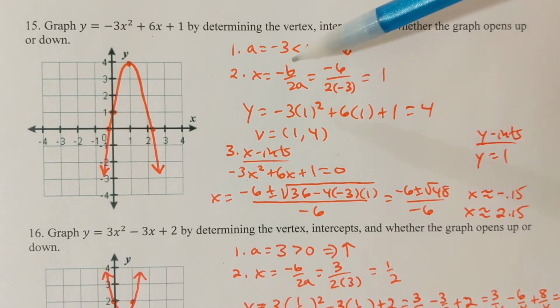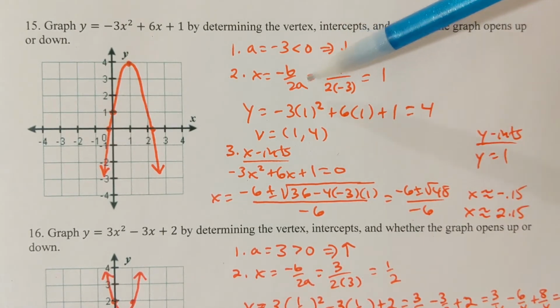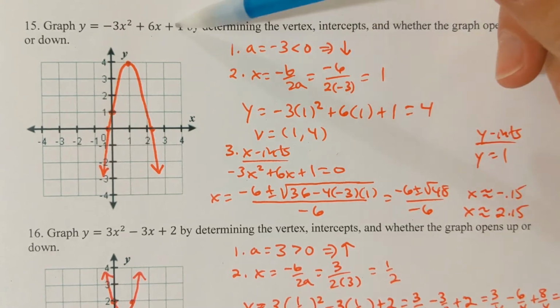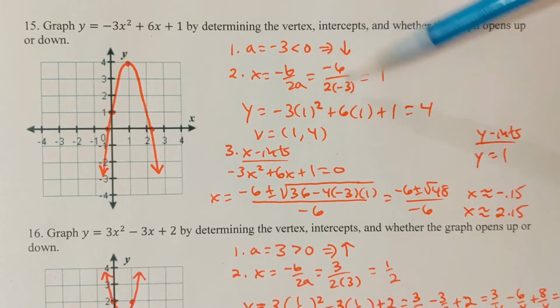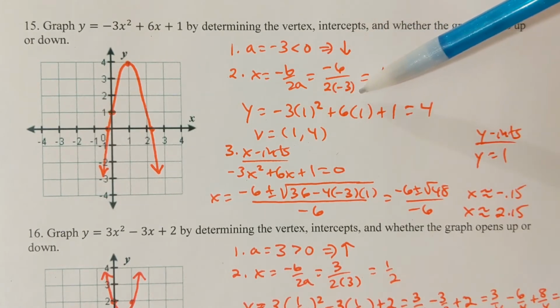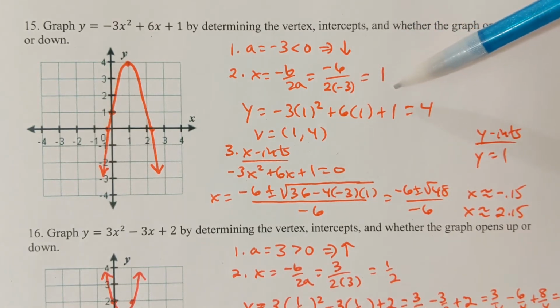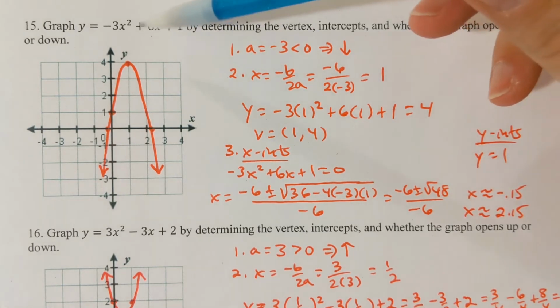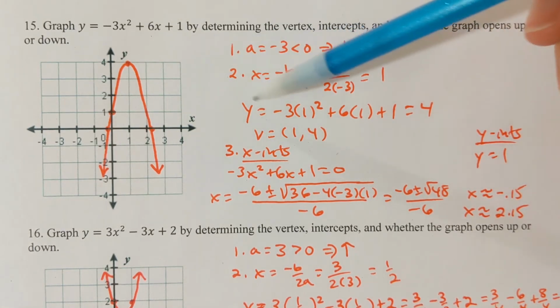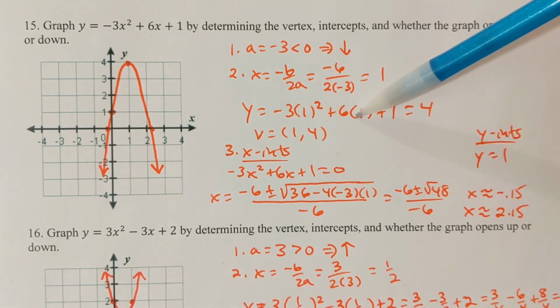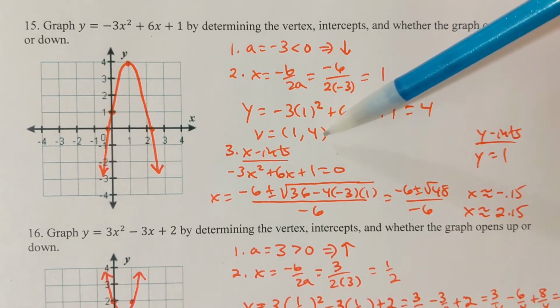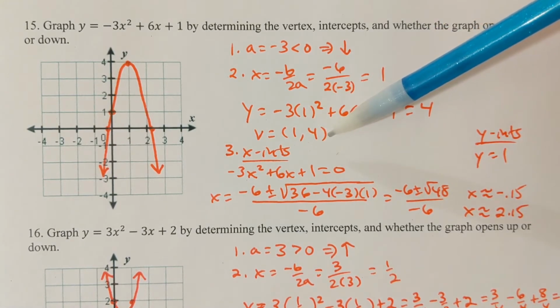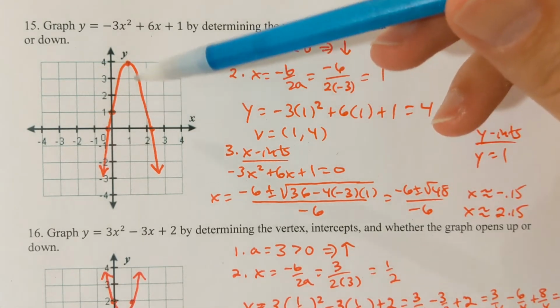I've got to get x first. X is negative b over 2a. A is negative 3. B is 6. So I want the opposite of b, that's negative 6, divided by 2a. 2 times negative 3 would also be negative 6. Negative 6 over negative 6 is 1. And so knowing that x is 1 means that I can plug that in here to get my y value. Negative 3 plus 6 is 3, plus 1 is 4, so y is 4. Okay, 1, 4 would be the vertex then, and that's going to be the highest point on the graph.